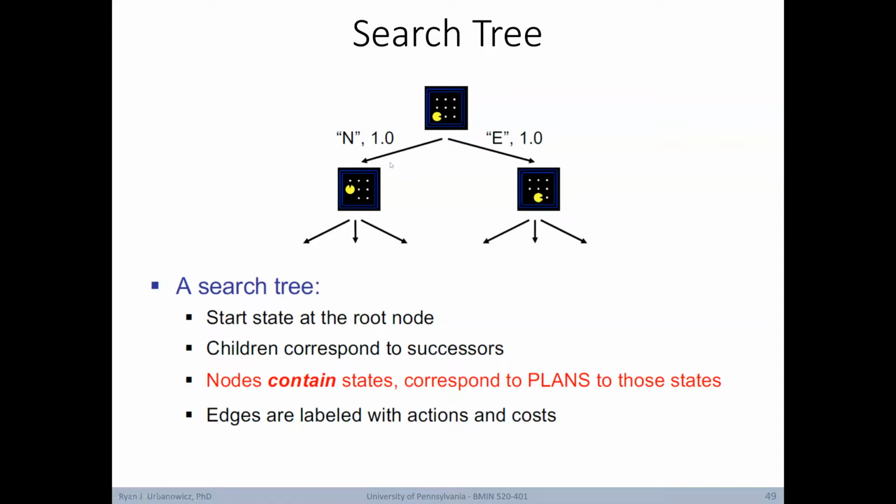Edges are labeled with actions and costs. So in this case, the action was to move north, and we have a cost of 1. Like search graphs, for most problems we can never actually build the whole tree, but we use them here primarily to illustrate how different search algorithms work, or you could use them to solve simpler search problems.